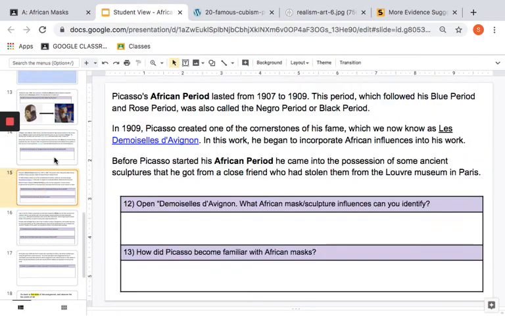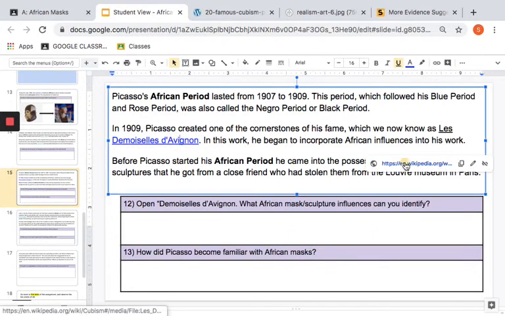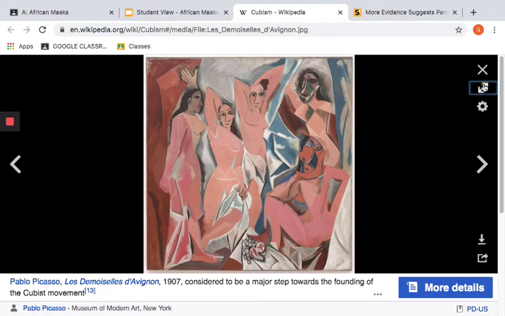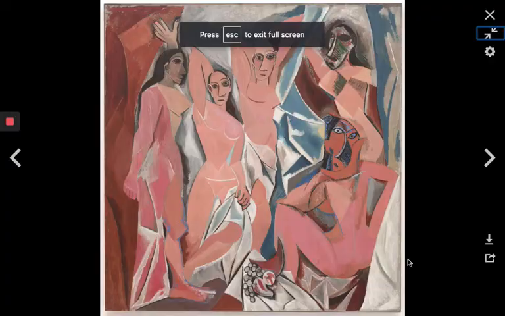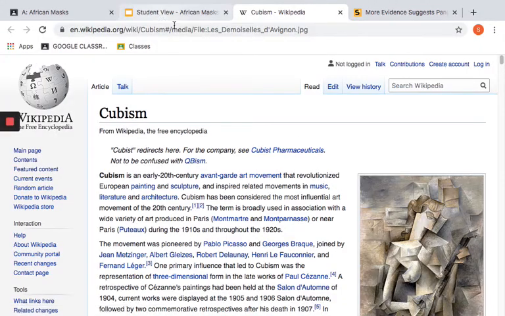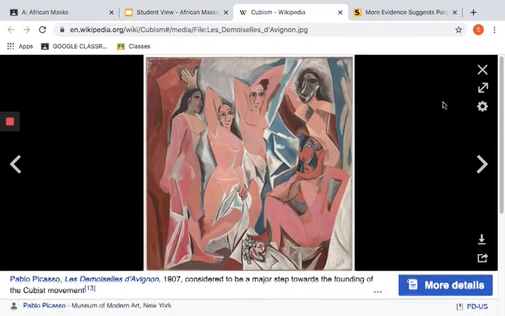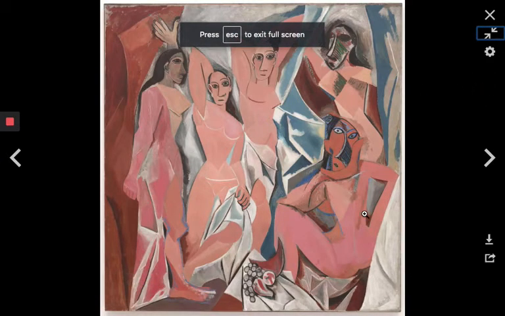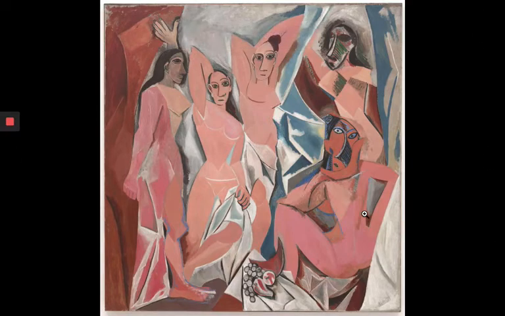Now, slide number 15 is important. I want you to think about what in this painting was influenced by African art. So here we have one of the most famous paintings ever. And again, I just clicked this little extension here. So, which faces look like they're kind of like African masks? Pretty obvious to me. We also notice something interesting.